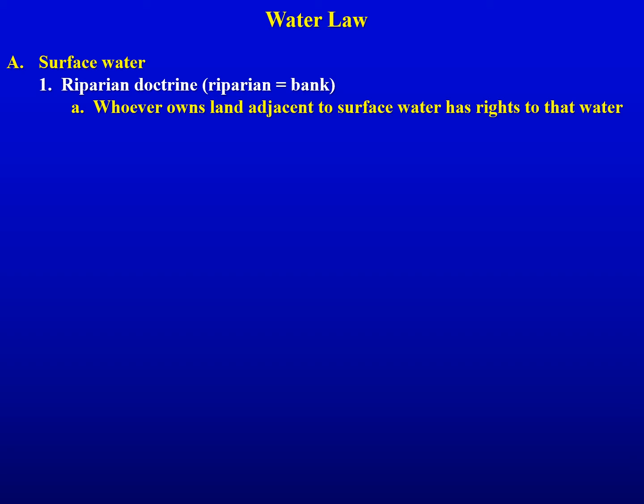When you buy property, what you're buying is a bundle of rights. You might have the right to put a farm on it. You might not. You might have a right to the water on it. You might not. You might have a right to the oil and gas beneath it. You might not.